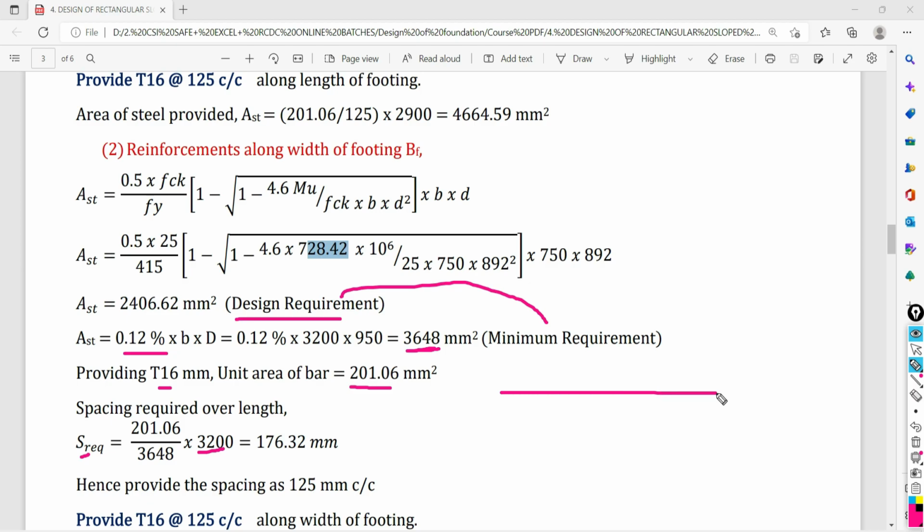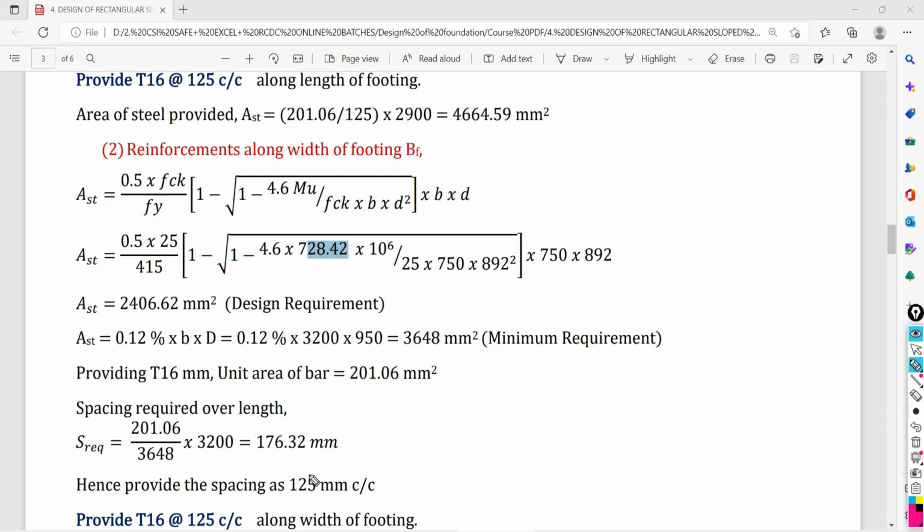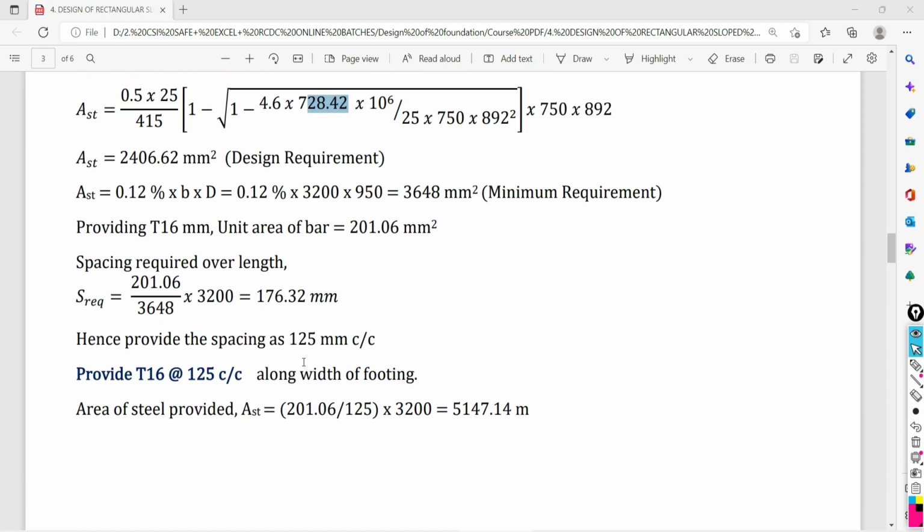See, you are going to do the calculation along the width, and reinforcement will also be along the width, but its distribution will be along the length. So the length you have to consider is 3200. So spacing you are getting is 176 again, and again I am going to provide a lower value, and you know very well the reason why I am considering a very small spacing as 125 mm center to center. So provide 16 mm dia at a spacing of 125 mm center to center along the width of your footing.